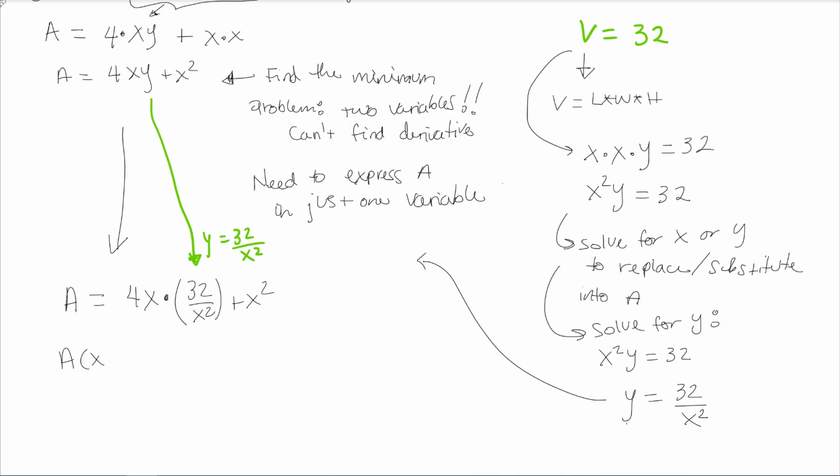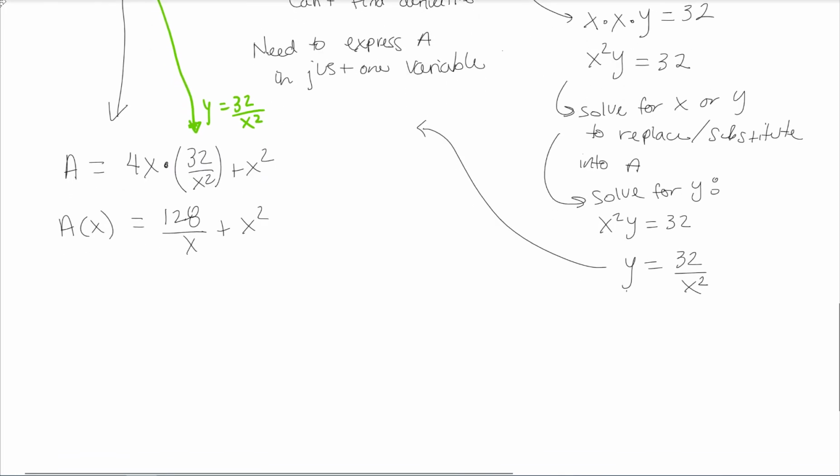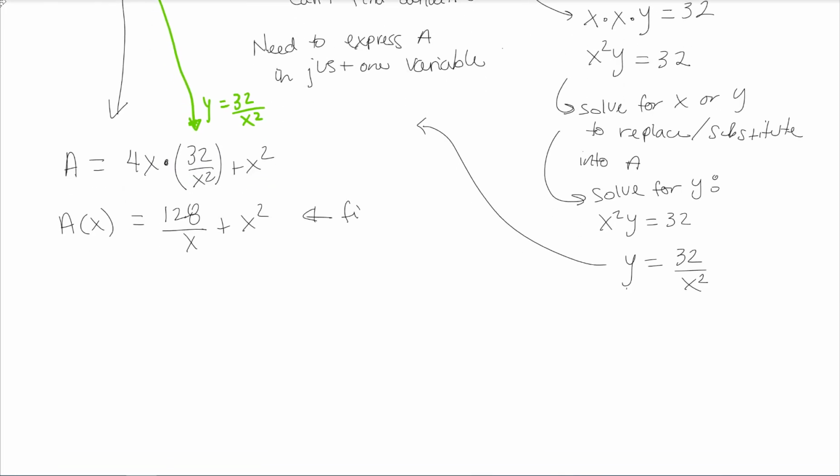So now I have the area as a function of the variable x. And distribute this. 4 times 32 is 128. So I'm going to have 128x divided by x squared, which becomes x on the bottom, plus x squared. And we want to find the minimum. So we need to take the derivative. Find a prime.